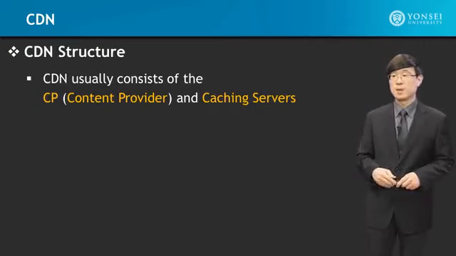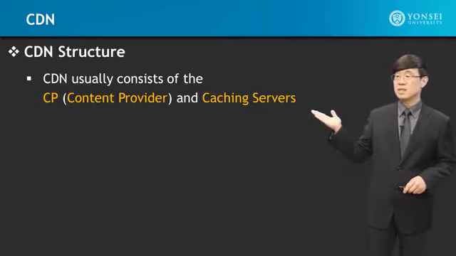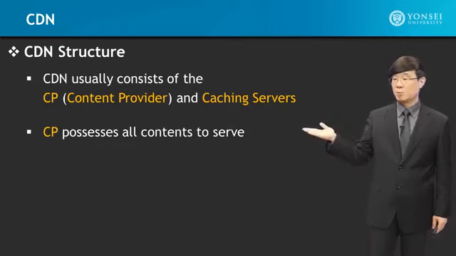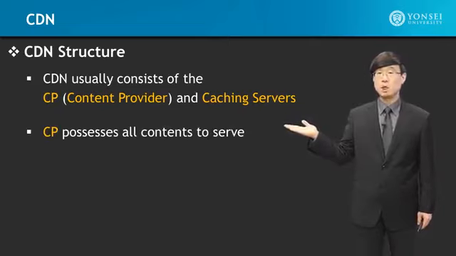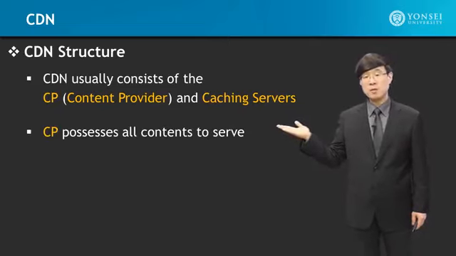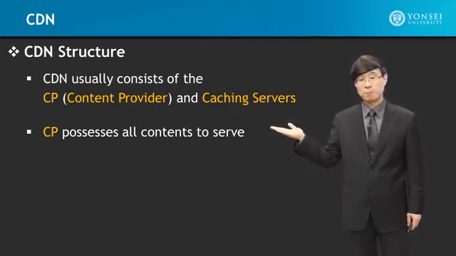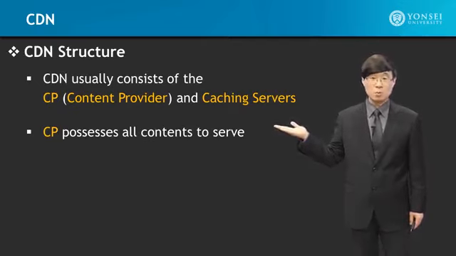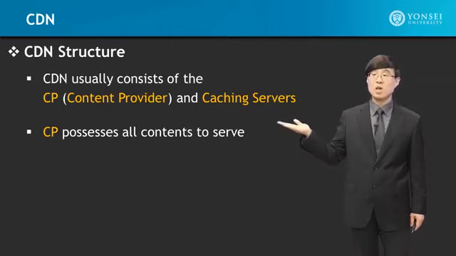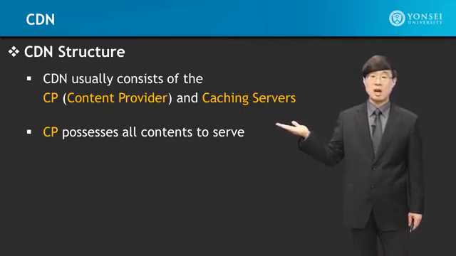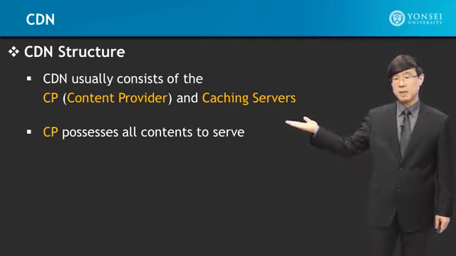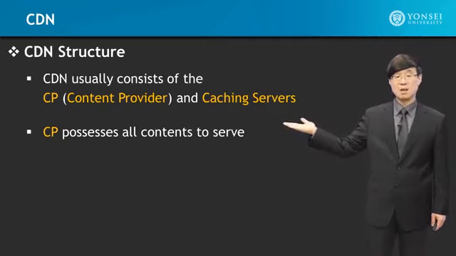CDN structure. CDN usually consists of a content provider and caching servers. The content provider possesses all content to serve. In addition, for the example of YouTube, there may be multiple videos at different qualities of the same video movie. In addition, the audio may be at certain levels, in which there is high quality and low quality audio of the same movie. So therefore, the CP, the content provider, needs to possess all.